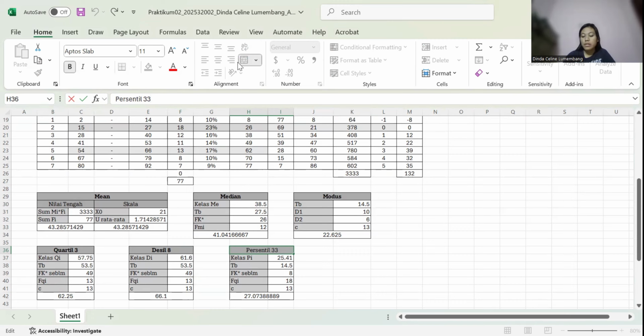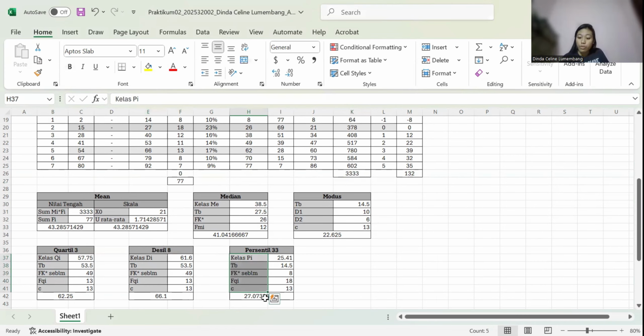Then to get percentile value, where I was assigned to get a percentile value of 33. What is different is that value of n is multiplied by 33 per 100. Because the percentile class value is different from deciles and quartiles, the lower limit, cumulative frequency and frequency values will naturally differ. The percentile class value is the determining factor in obtaining this value.